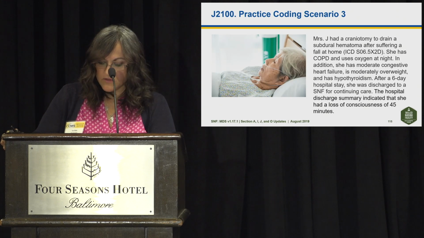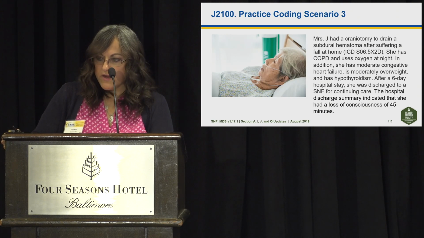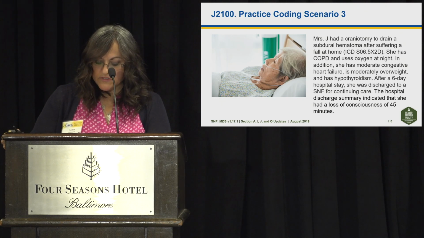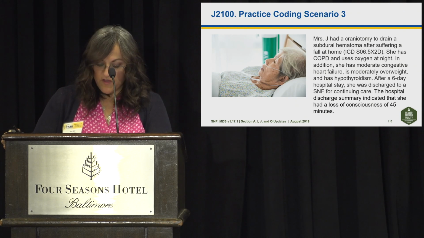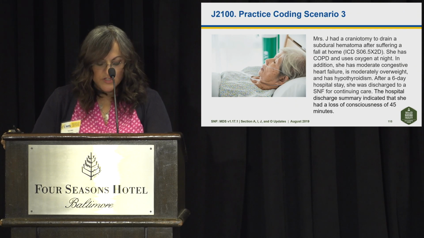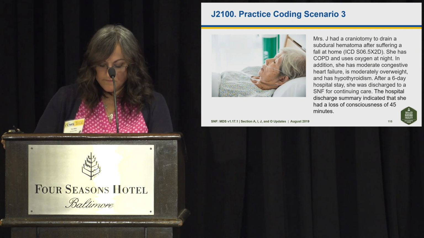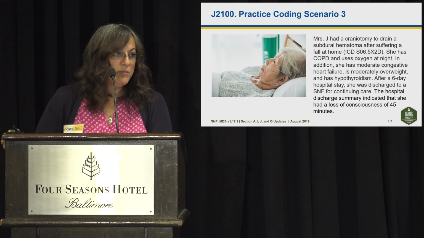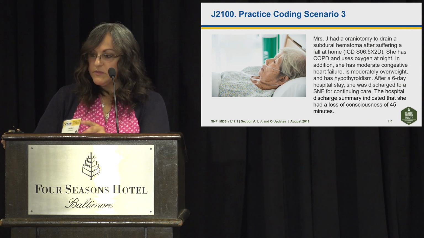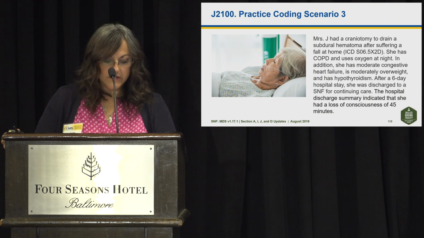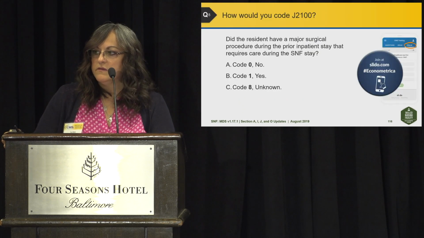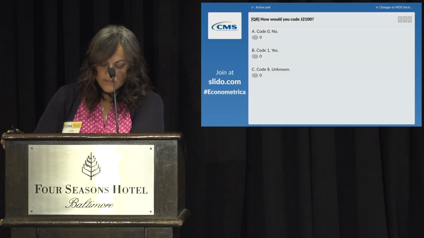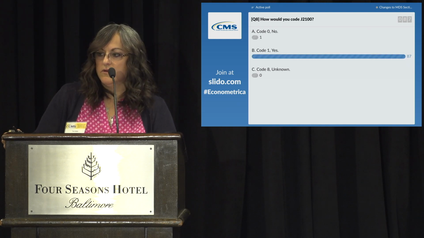Okay, and we have one more practice coding scenario. Mrs. J had a craniotomy to drain a subdural hematoma after falling at home, where according to the hospital discharge summary, she had a loss of consciousness of about 45 minutes. She has COPD, and she uses oxygen at night. In addition, she has moderate congestive heart failure, she's moderately overweight, and has hypothyroidism. After a 6-day hospital stay, she was discharged to a SNF for continuing care. So how would you code J2100 in this instance? Would you choose 0, no, 1, yes, or 8, unknown?